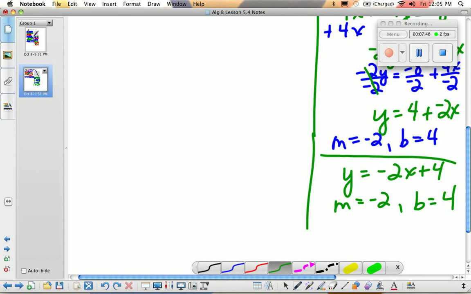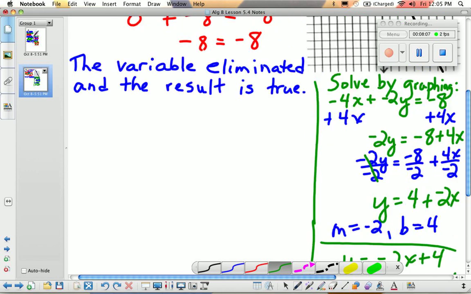So what does that tell us if we end up with the same line on top of another? They share all those points. Consistent and dependent. What's the solution? Infinitely many. So now we can finally go back over here and say infinitely many solutions.